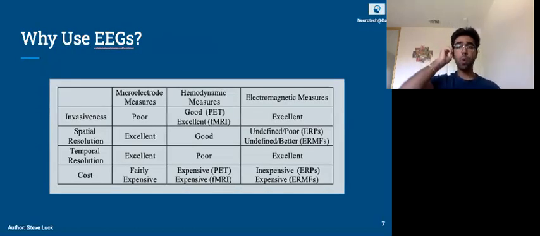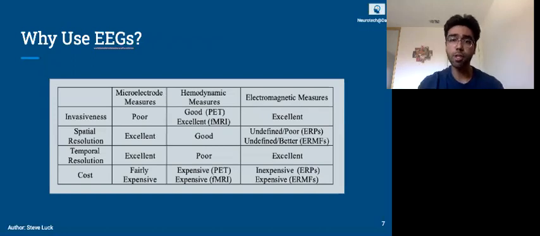So why do we use an EEG system in the first place? There are other methods being used in clinical laboratories, like MRIs and PET scans. This table gives a good overview between all the different types of measures and the pros and cons.